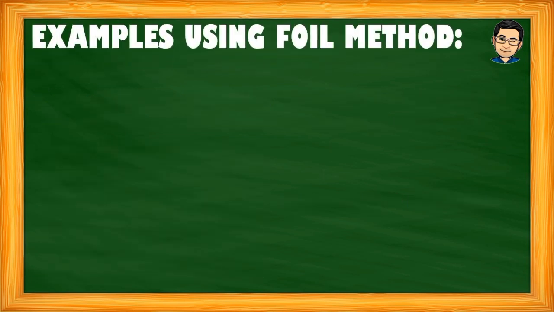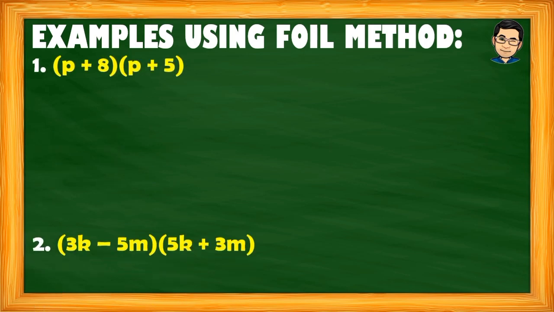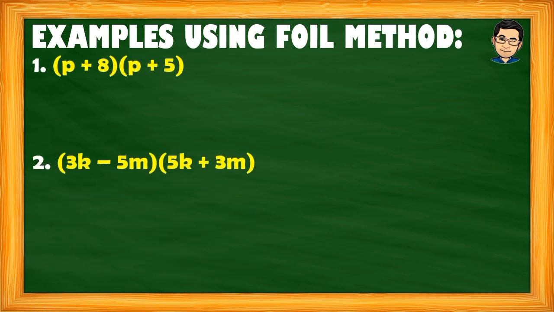So, let's have examples using FOIL method. Ayan. So, let's have the first example. The quantity P plus 8 times P plus 5. So, apply natin yung FOIL method. So, yung dalawang first terms, so P times P. And then, dalawang outer terms, P times 5. And then, dalawang inner terms, 8 times P. And then, dalawang last terms, 8 times 5.